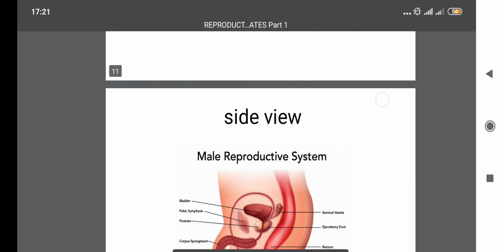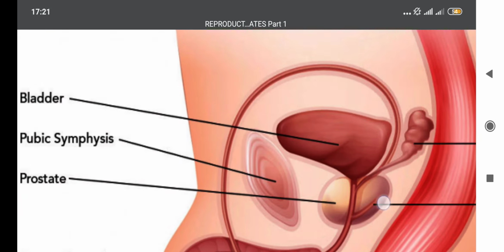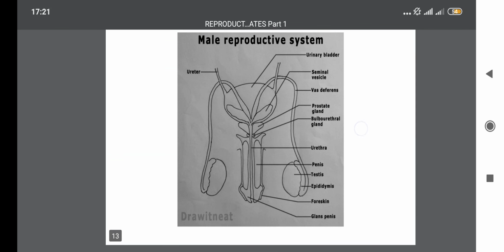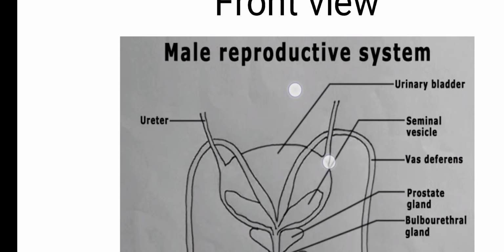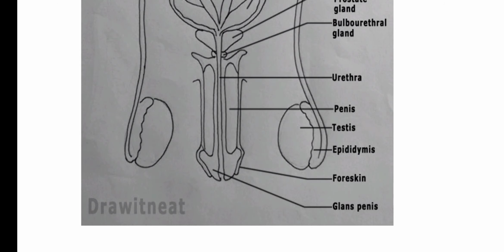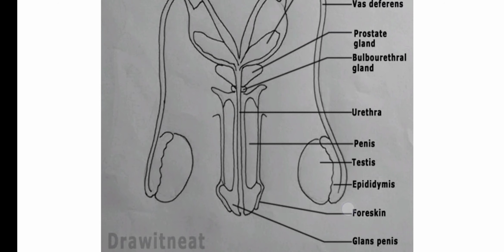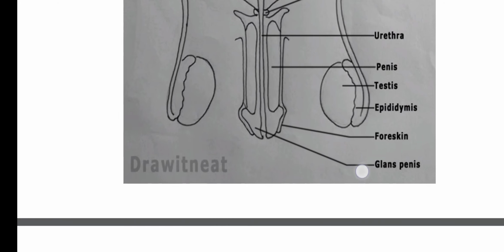This is the side view of the male reproductive system of human. This is the front view of the human male reproductive system. You might be asked anyone in your examination. It's good for you to master your diagrams very well.